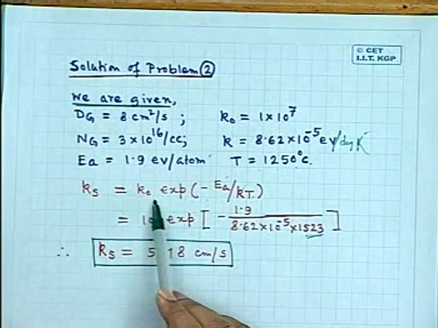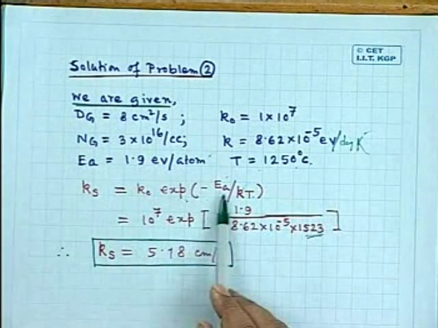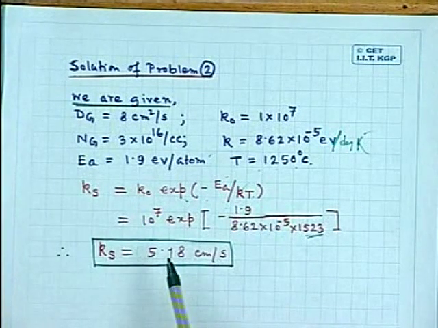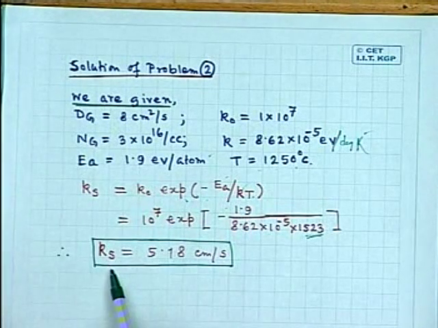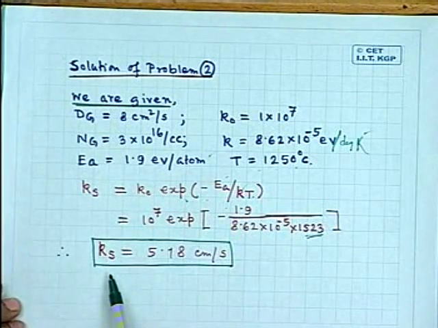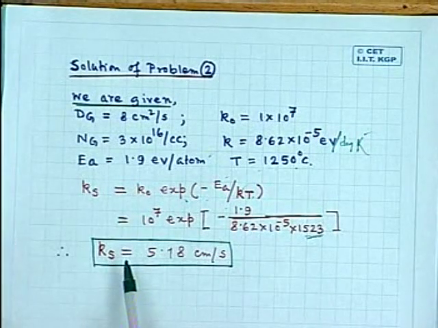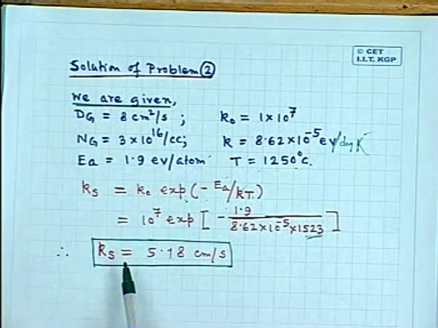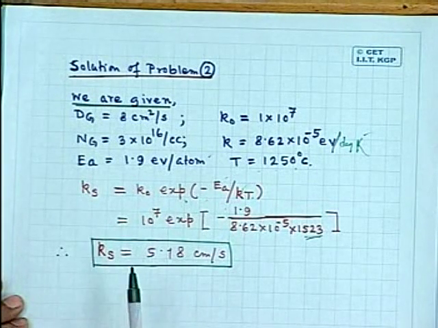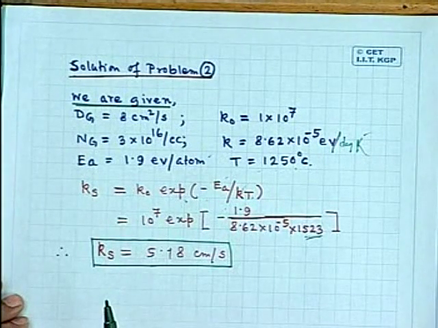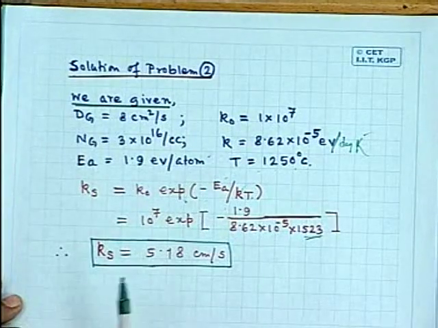Ks is equal to K naught exponential minus Ea by kT. So once Ks is found, then just like the other problem, you can calculate the growth rate Vy, provided hg is given, hg and Ng.